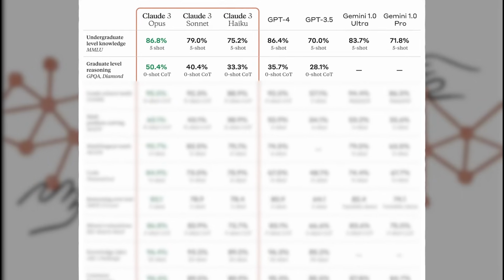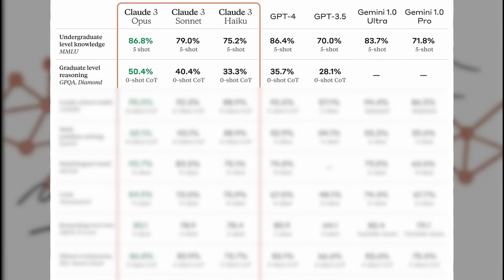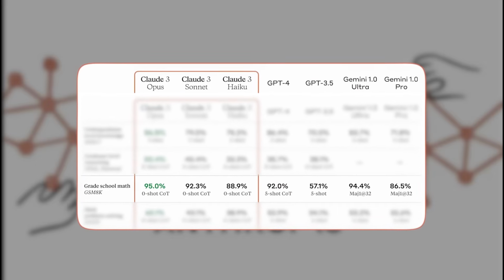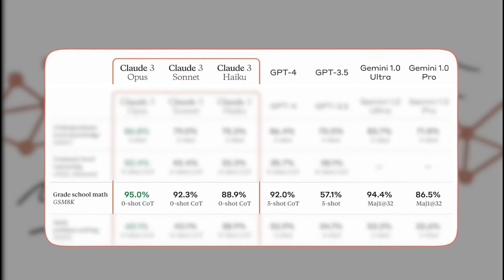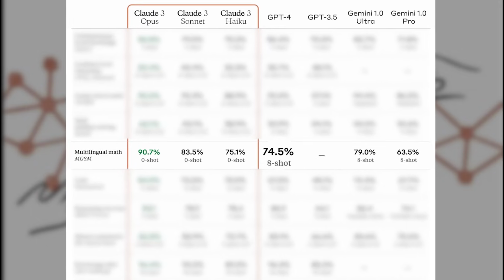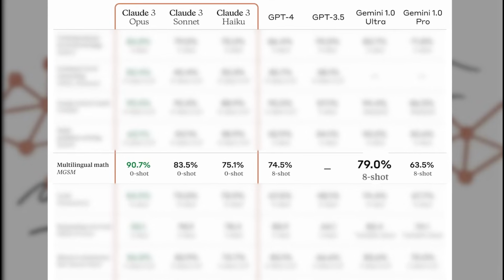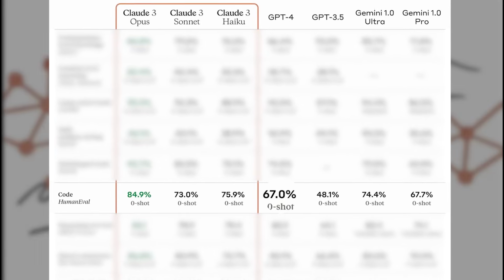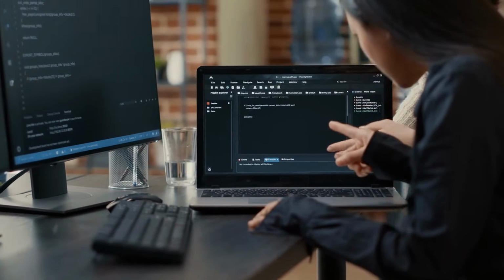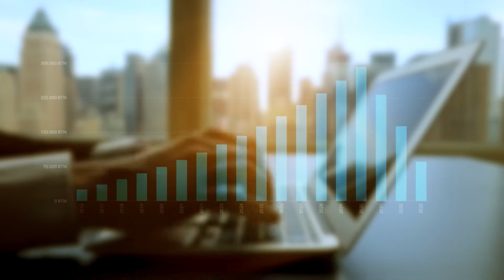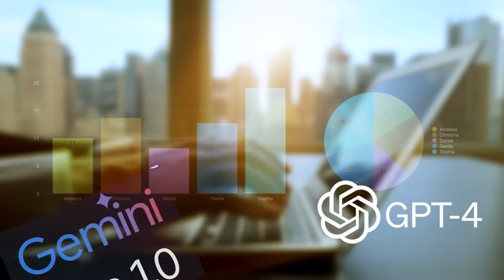For instance, in graduate-level reasoning, Sonnet achieved a score of 40.4%, surpassing GPT-4's 35.7%. In elementary math, Sonnet scored 92.3% against GPT-4's 92%. The trend continues with multilingual math, where Sonnet scored 83.5% over GPT-4's 74.5% and Gemini's 79%. Even in coding, Sonnet's 73% outdid GPT-4's 67%. These findings suggest that, despite being a free service, Sonnet's performance in various benchmarks not only competes with, but in several instances, exceeds that of its paid counterparts, GPT-4 and Gemini 1.0 Ultra, showcasing the potential of accessible AI models to deliver exceptional performance.